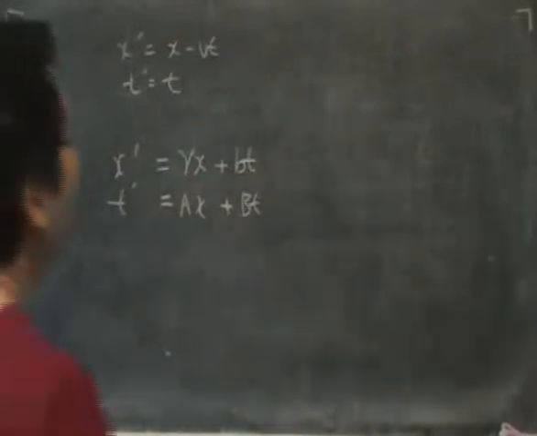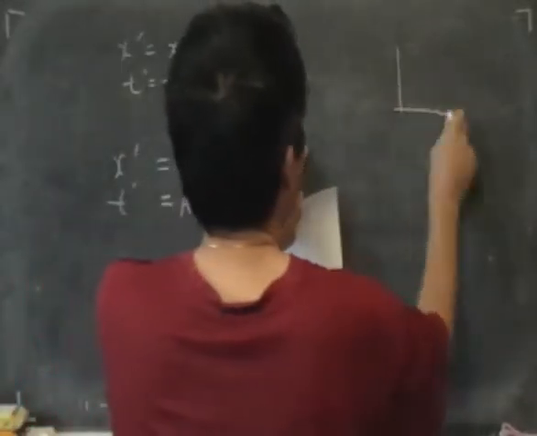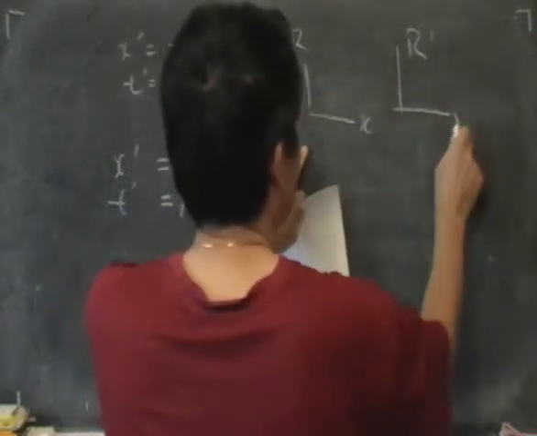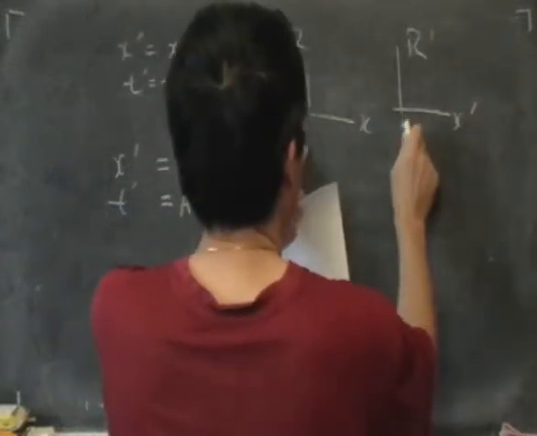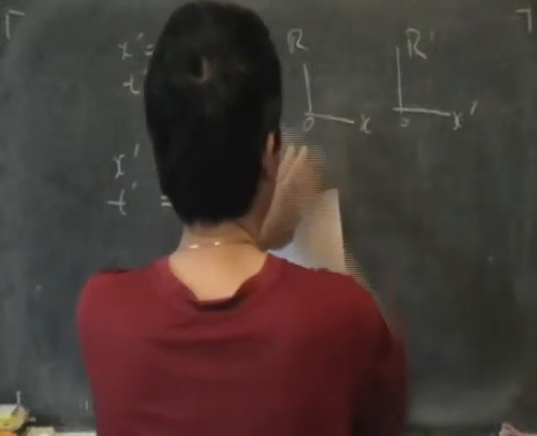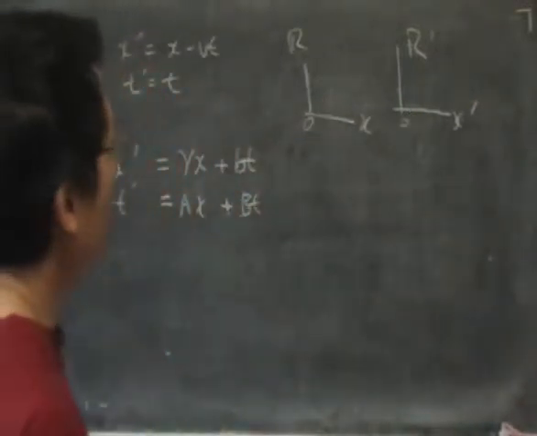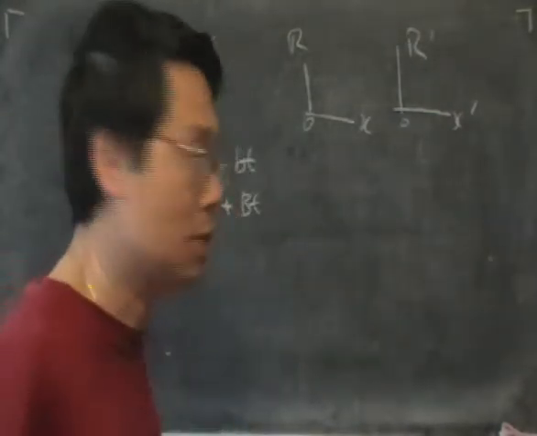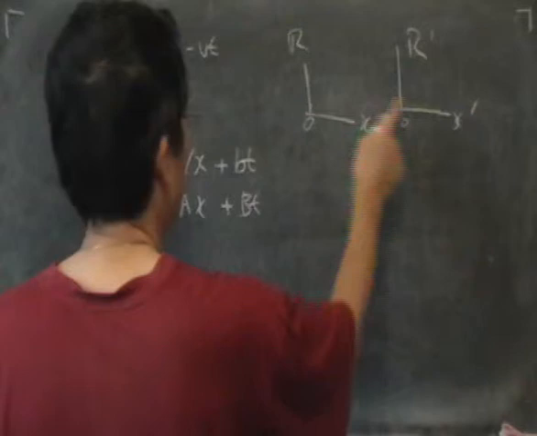And the idea is this. Let me draw this frame of reference again. R, x prime, that's the origin of x prime and the origin of x. Right, so we start with the understanding that when time t is 0, the two origins coincide.